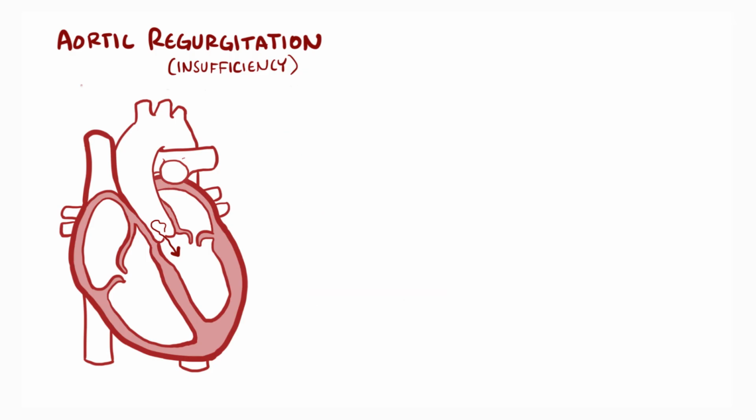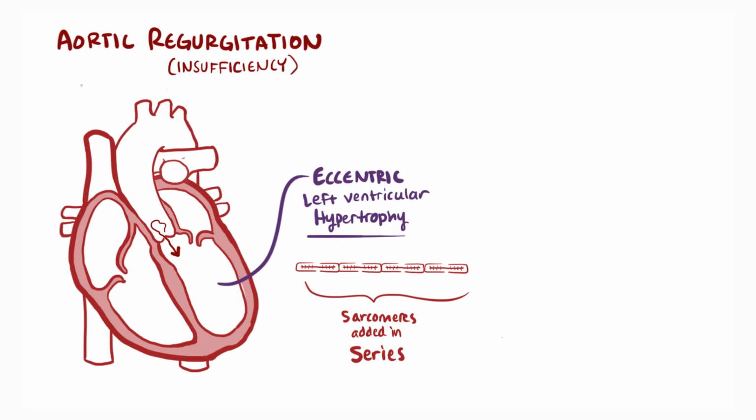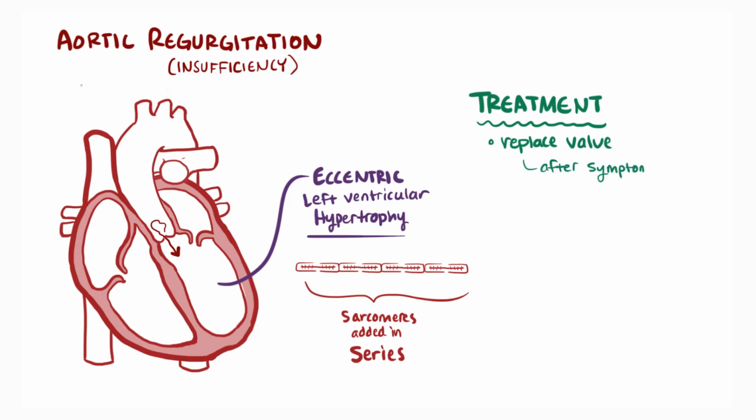Over time, the increase in blood volume in the left ventricle causes the chamber to grow larger, called eccentric ventricular hypertrophy. In this situation, new sarcomeres are added in series to existing ones. Just like aortic stenosis, treatment for aortic regurgitation is replacement of the valve after symptoms and left ventricular dysfunction develops.